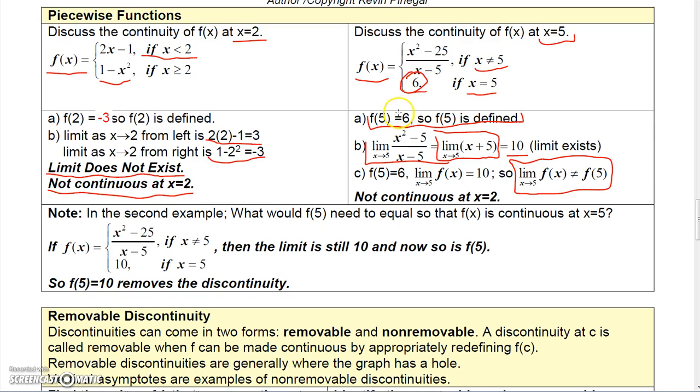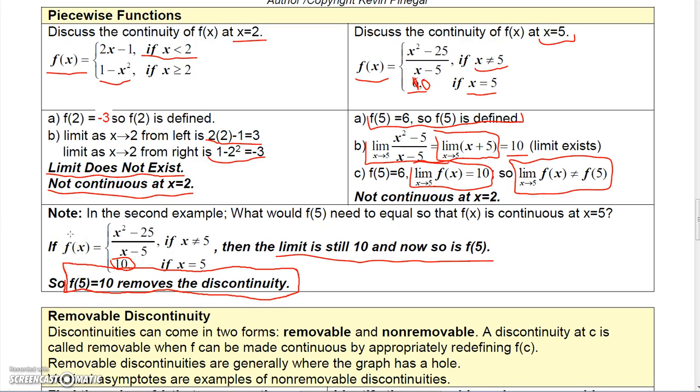Well, yes, there is, because we know that the limit is 10. So the limit of the function is 10. So if I had changed this value to 10, well then f of 5 would be 10. So then the limit would be 10 and f of 5 would be 10. So if I simply change that number to 10 so that it matches the limit value, then f of 5 would equal the same value as the limit did, and it would actually do what we call remove the discontinuity.